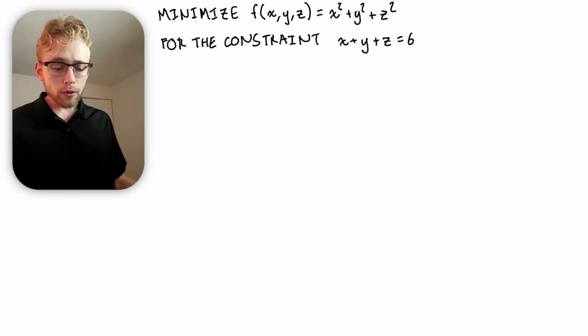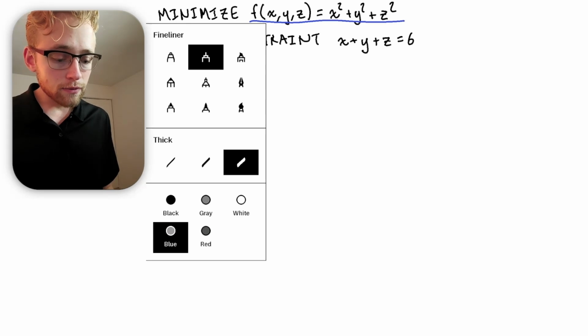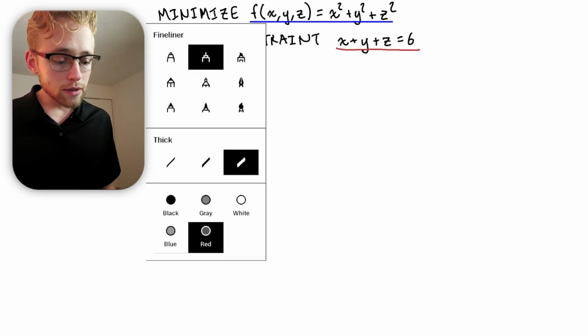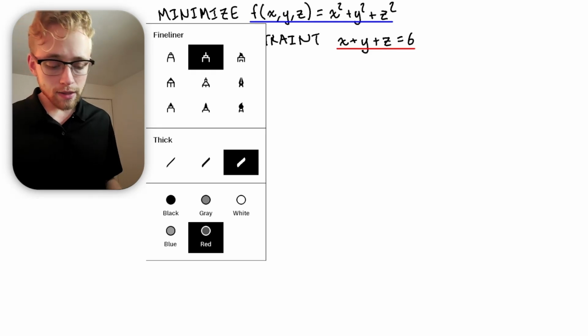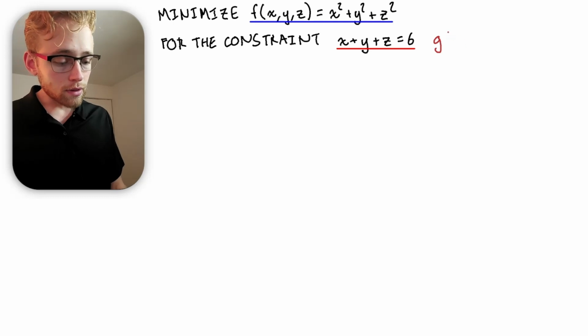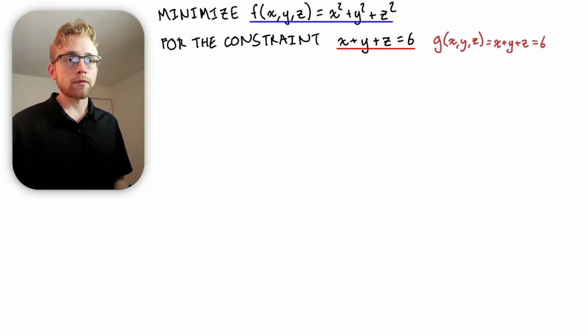Okay, now we're going to write our equations. The first one, the cost function, is given to us right here. The constraint function is this right here, which we're going to rewrite as g of x, y, z is equal to x plus y plus z equals 6.